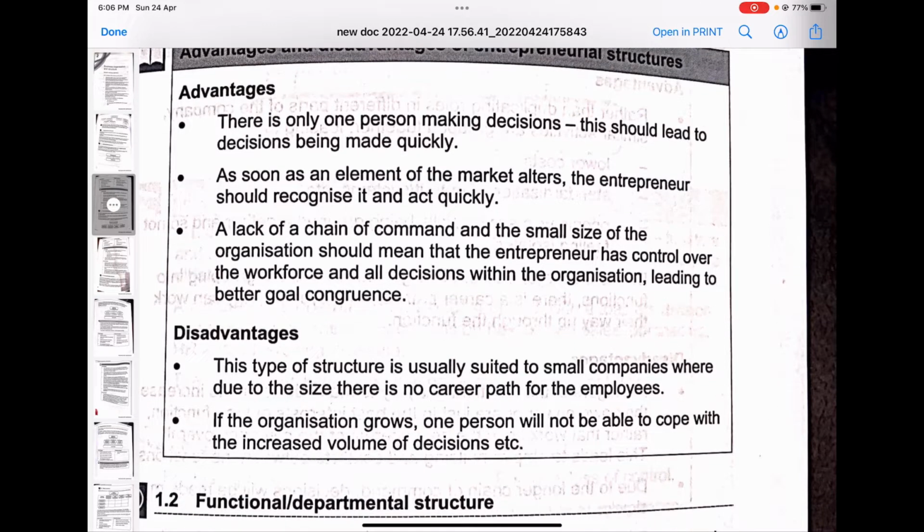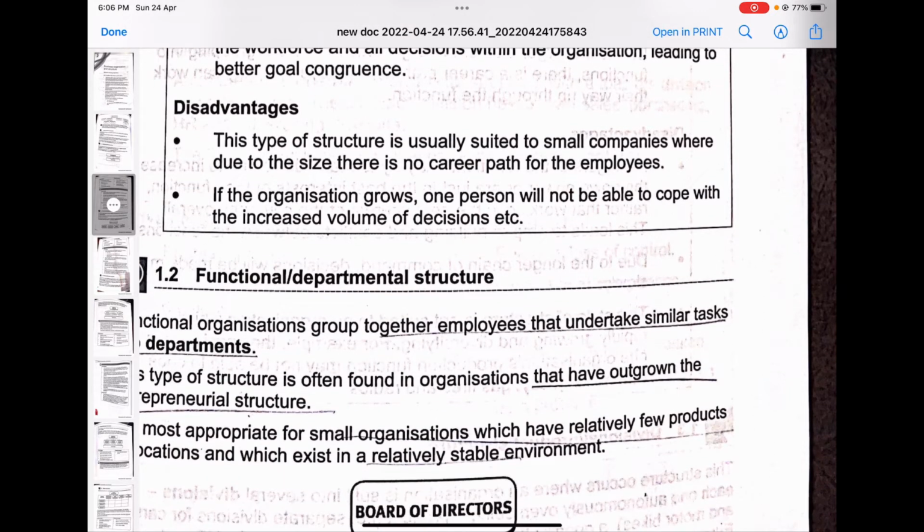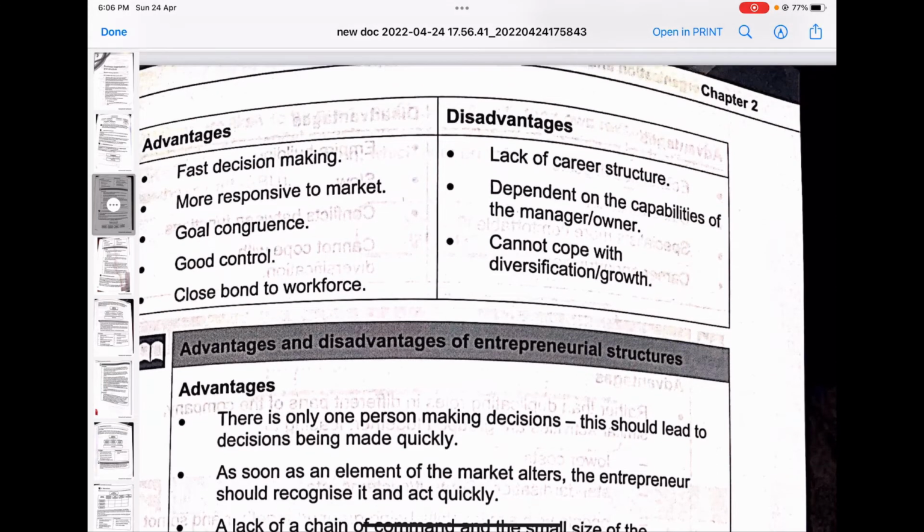Moving on to the disadvantages. This type of structure is usually suited for small companies where, due to size, there is no career path for the employees. If the organization grows, one person will not be able to cope with the increased volume of decisions. This we have also discussed above, so I hope it's clear. You can pause the video and revise so you don't have any backlog left.